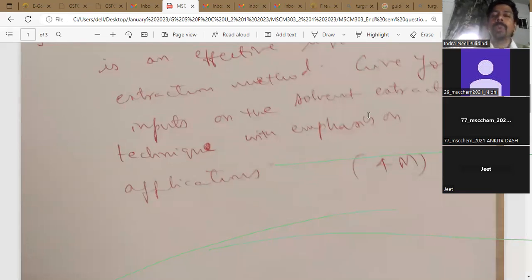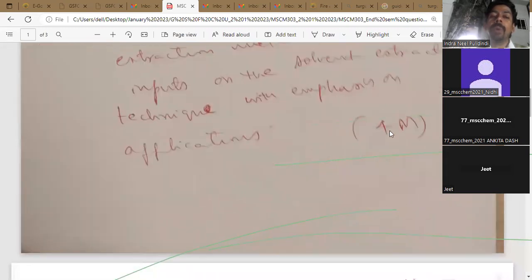Applications. Students, whatever may be the analytical technique, whatever may be the tool, the device, or the spectroscopy, you should know the applications of the technique. That is very, very important. Solvent extraction applications, yes sir, I will write for question number 2. Continue for question number 3.